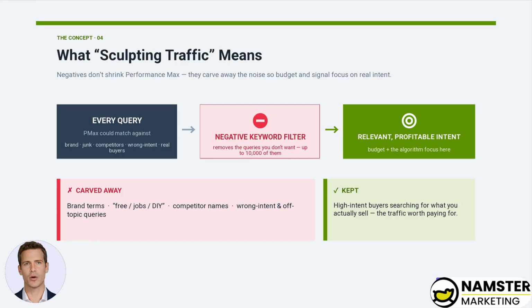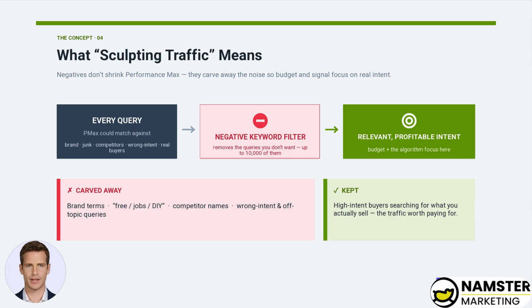What exactly does sculpting traffic mean? It is important to understand that negative keywords do not shrink Performance Max. They aim it. Think of every query as a raw block of marble. PMax, by default, matches against everything: brand, junk, competitors, and real buyers. Sculpting is the process of using a negative keyword filter to carve away the noise. When you remove up to 10,000 unwanted queries, you are not just saving money. You are forcing the algorithm and your budget to focus on relevant, profitable intent.